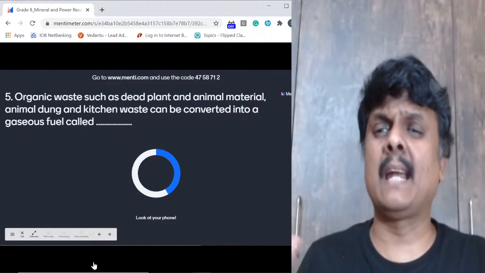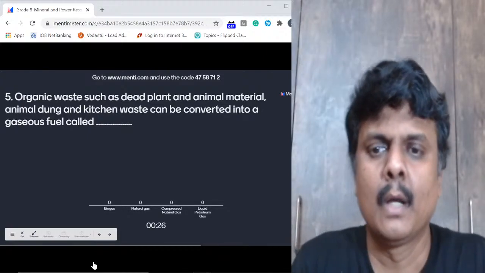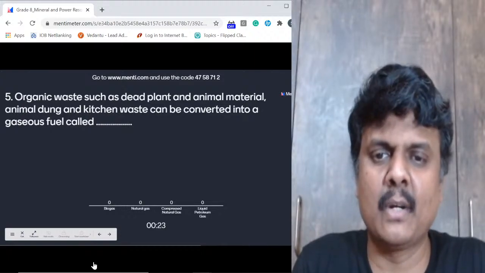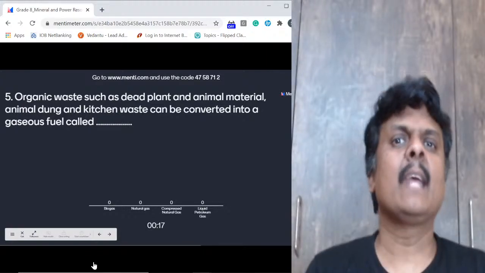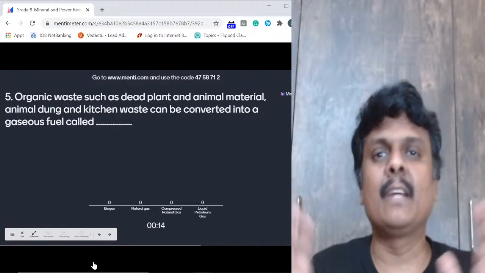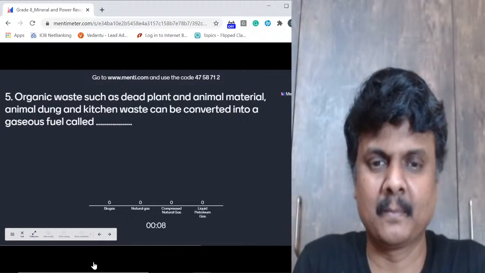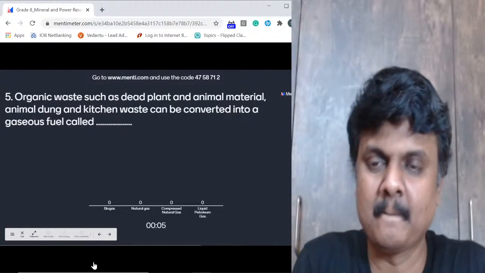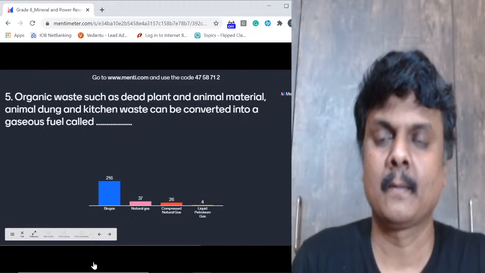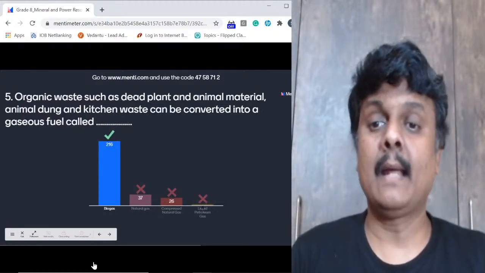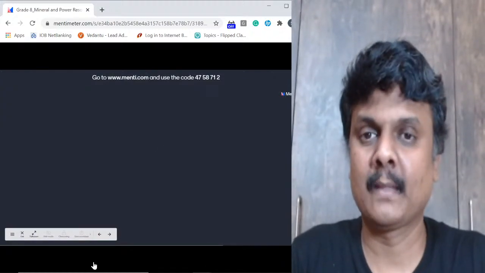Organic waste like dead plants, animals, animal dung, kitchen waste, everything is converted into gas, which is called: biogas, natural gas, compressed natural gas, liquid petroleum gas. Guys, think about what we discussed alone. Don't get deviated. 216 of you got this right. Wow. Superb. It's called biogas, right? All of us know about it.